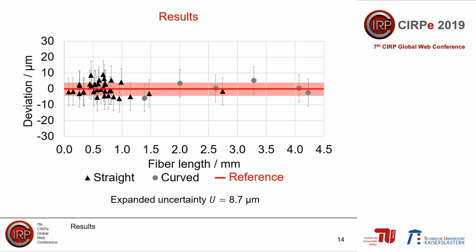Coming to the results, the diagram shows the deviations calculated as difference between the fiber lengths measured by CT and the corresponding calibrated values. The results are reported with the associated CT expanded measurement uncertainty, which was determined to be equal to 8.7 micrometers. The calibration uncertainty is reported in the diagram as well as a red area containing the reference red line. The maximum deviation is close to 9 micrometers, but most deviations are lower than 7 micrometers. The curved fibers show deviations comparable to those obtained for the straight fibers.